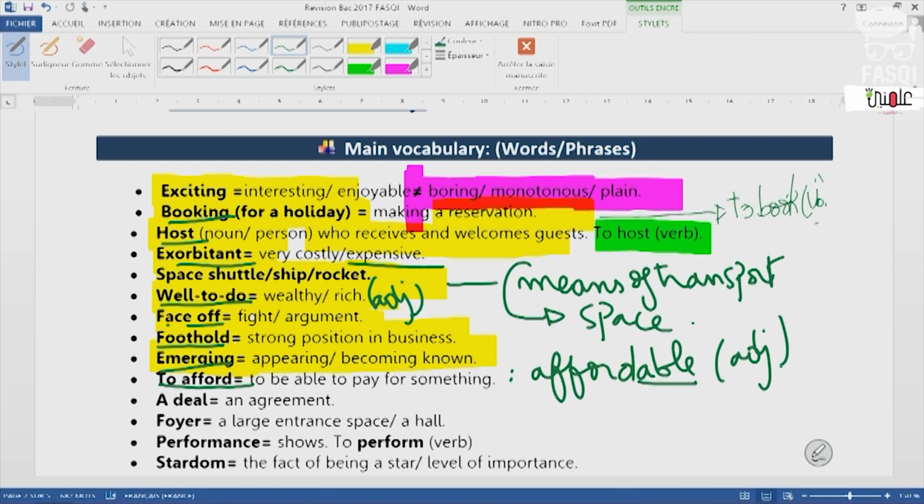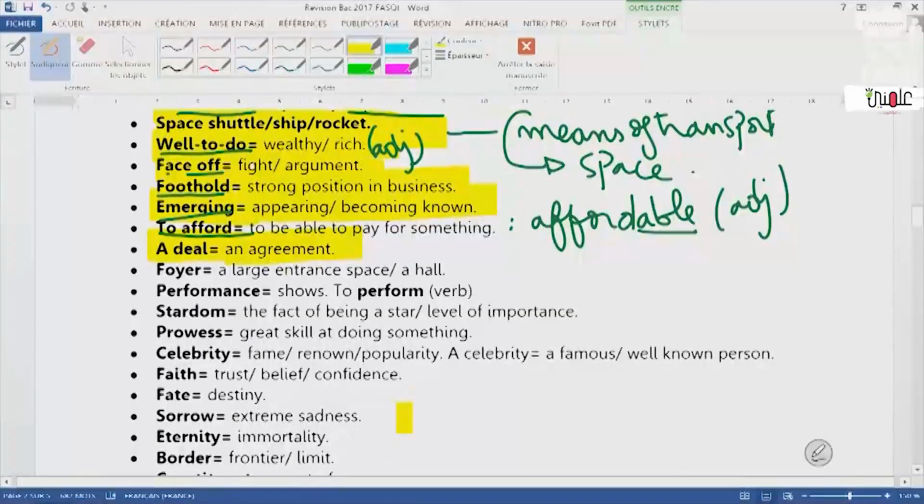A deal. Make a deal. That's an agreement. Here we entered into another lesson. A foyer is a place, an entrance. Good. Remember all these words.